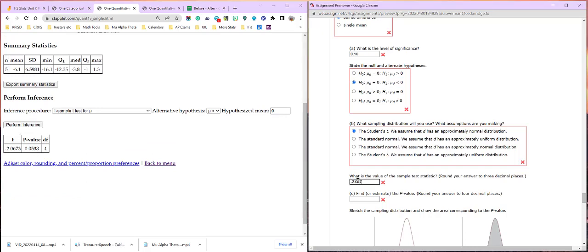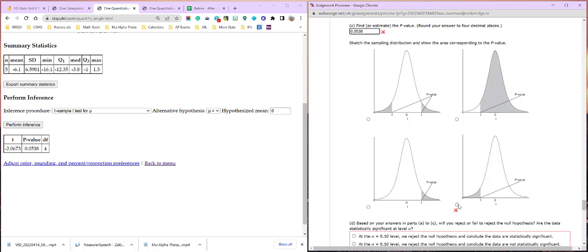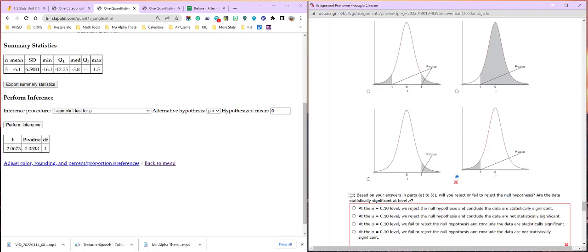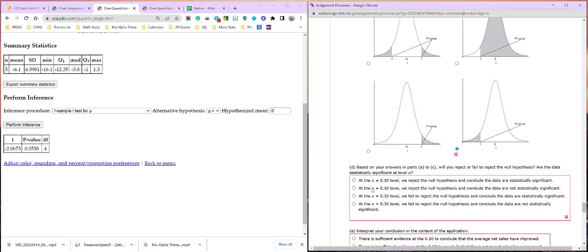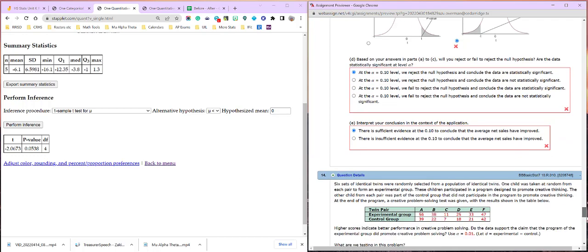Negative 2.0673 and 0.0538. Okay. And we are doing less than 0, so I need a left-sided shading, that one right there. And because our p-value is actually lower than 0.10, we reject because we have statistically significant data, and there is sufficient evidence to conclude the sales have improved. Good news for the store.